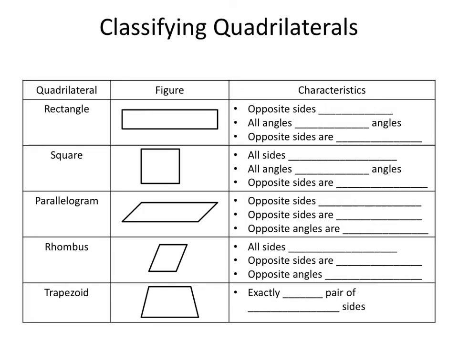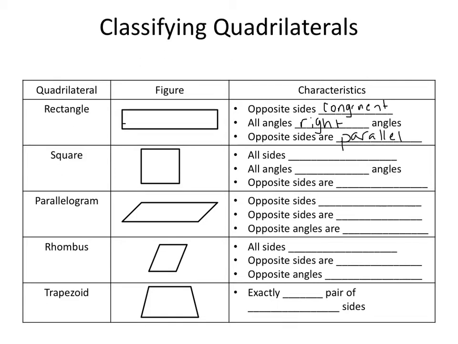Now, like triangles, quadrilaterals can also be classified in different ways, and there are 5 basic quadrilaterals that are specific beyond just being a quadrilateral. The first and probably one of the most familiar is a rectangle. A rectangle has opposite sides congruent, which means, remember, they're the same. All angles are right angles, and opposite sides are parallel.